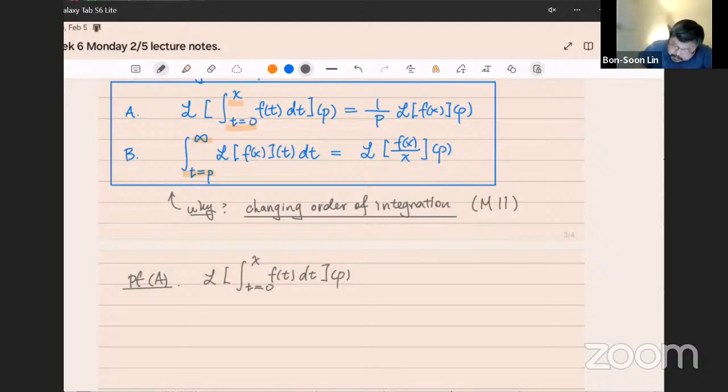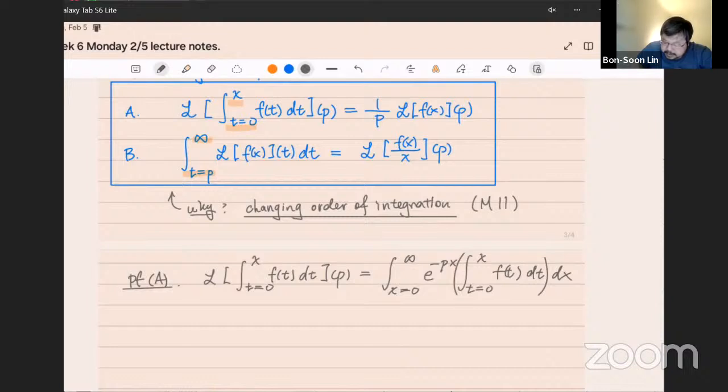First, to start, whenever you deal with a Laplace transform we don't know how to deal with, we write down its definition. So this is an integral of x going from 0 to infinity of e to the minus px times the integral of t going from 0 to x of f of t dt, and then outside dx, right? All I did is substitute this into the definition of the Laplace transform.